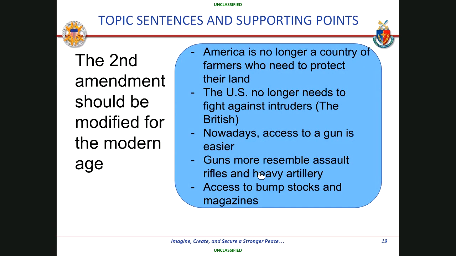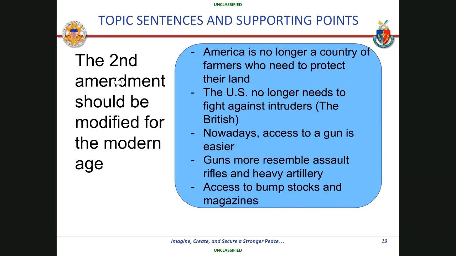You had to put powder in it, and you had to say, okay, hold on, sir, let me put powder in my gun. Okay, I'm ready to shoot, you know? Guns today are very different. And then also, there's so much access to magazines, bump stocks, sales of guns. These are all my supporting points for my topic sentence, okay?